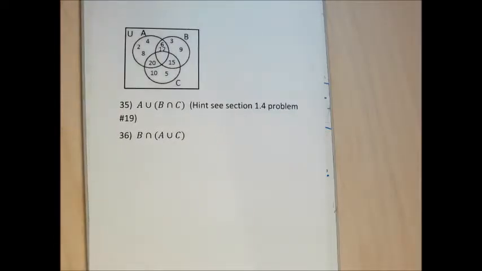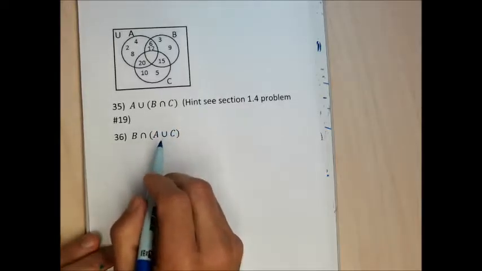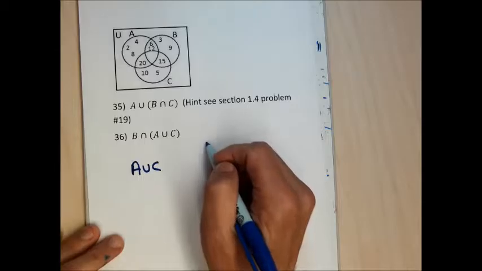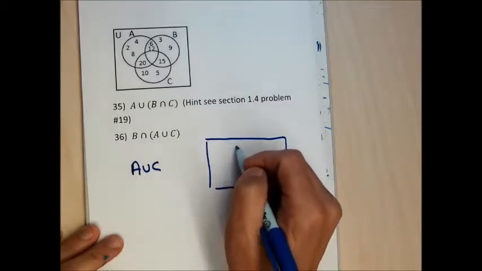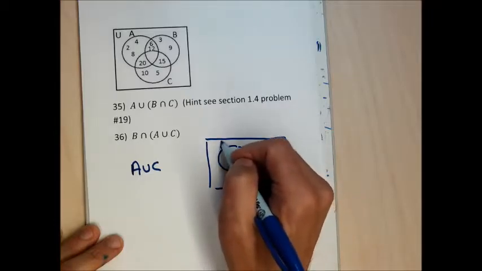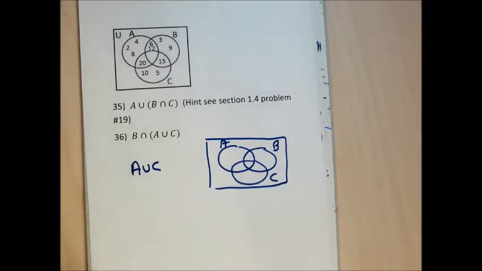Let me do 36, and you can do 35. For 36, I need to do the parentheses first, which is A union C. It's easy for me to do a union because I only need one color. So I'm going to take my graph of A, B, and C and show A union C.